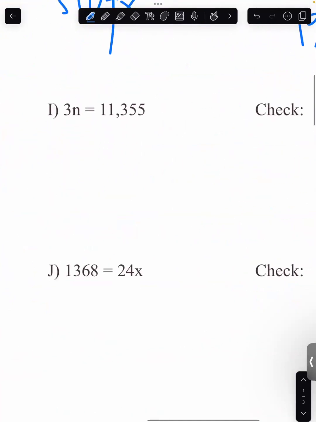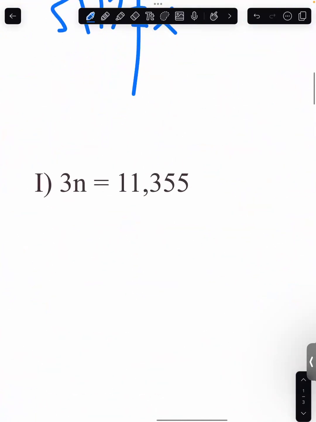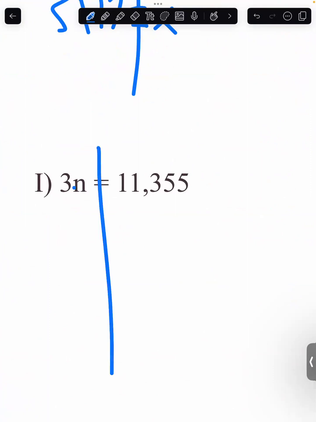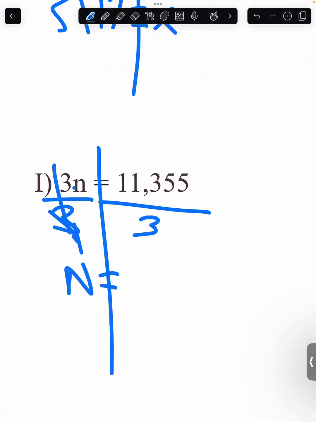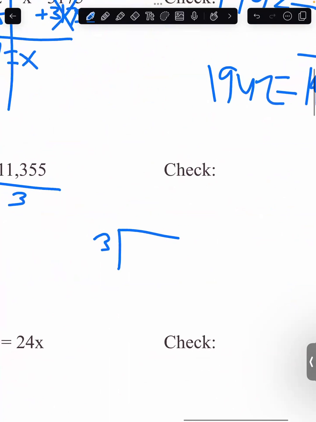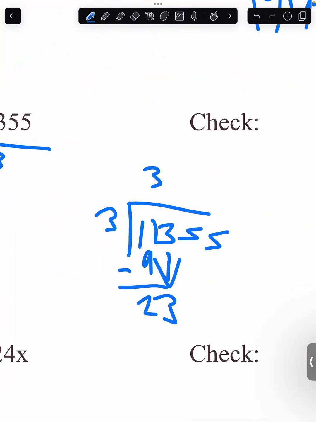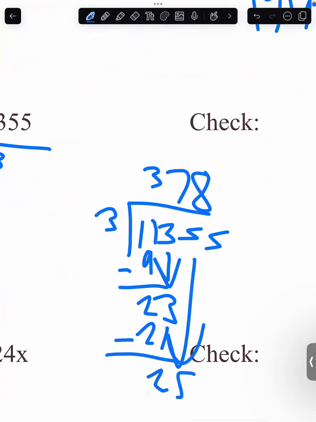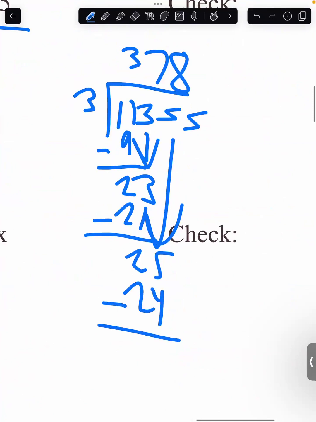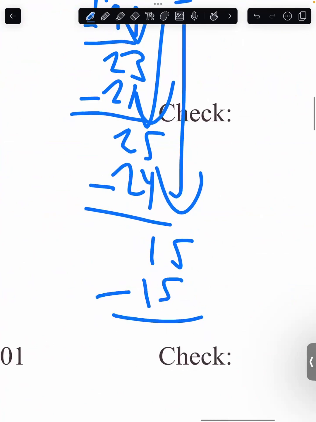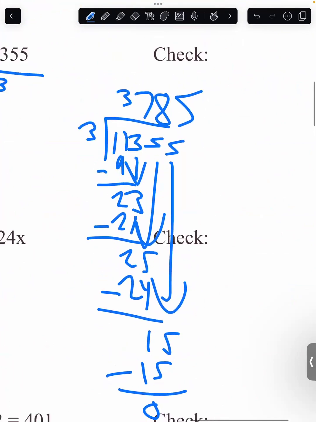All right, next. We've got 3 more. So 3 times n equals 11,355. Divide both sides by 3 to get n by itself. So then 3 into 11,355. So 3 times 3 is 9. 3 times 7 is 21. 3 times 8 is 24. And then 3 times 5 is 15. Okay, so that's 3785.